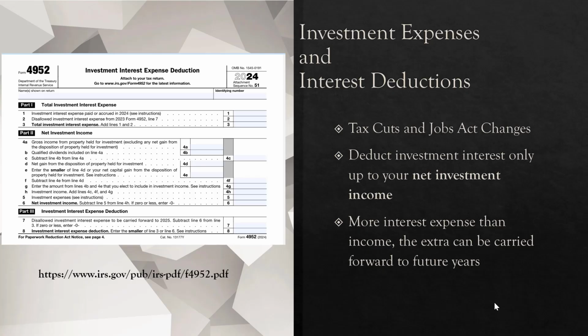Here's the rule. You can deduct investment interest only up to your net investment income. That means your total investment income minus investment expenses, but not the interest itself. If you have more interest expense than income, the extra can be carried forward to future years, and you calculate that using Form 4952.